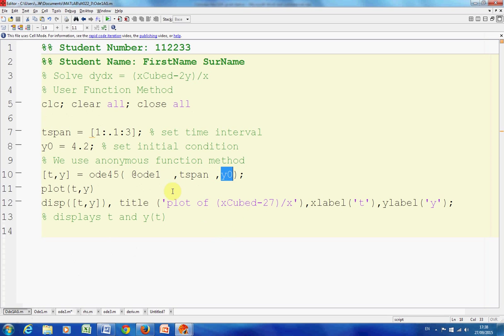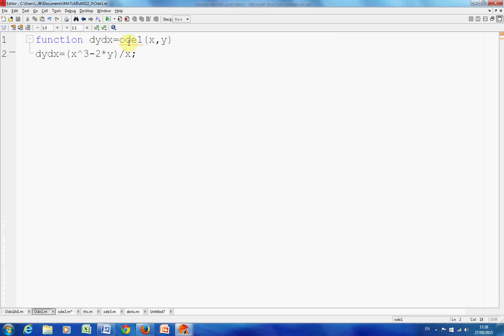And this is the same if we do 5 or 10 of them, they're all the same. And the output parameters are t and y, so t is 1.1, 1.2, up to 2.7, 2.8, 2.9, and y is the numerical approximation from the ODE45. Let's look at ODE1. There it is there.